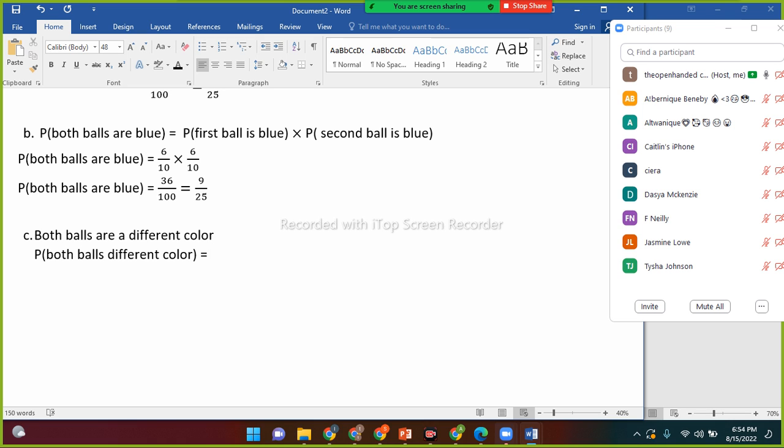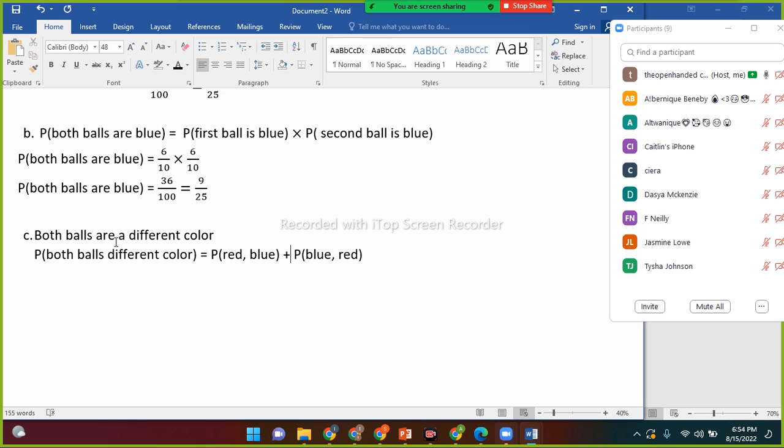If both balls are different color, that means the first thing that could happen is that the first one could be red and the second one could be blue, right? That could happen. Or the first one could be blue and the second one could be red, okay? And remember, when we're dealing with or, we have to add. Because when we say both balls are different, that means the first one red and the second one blue, or the first one blue and the second one red.